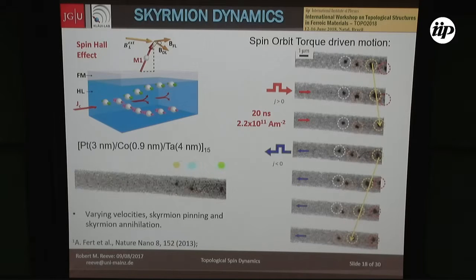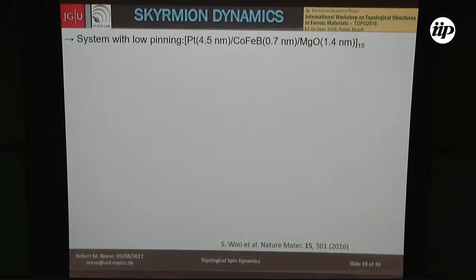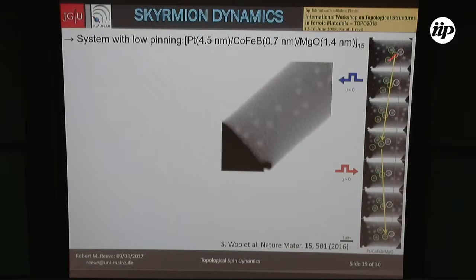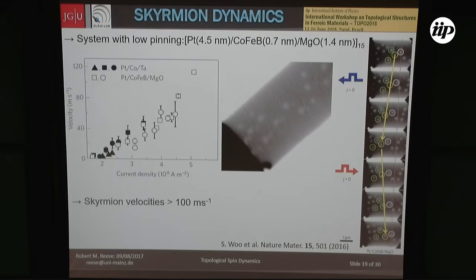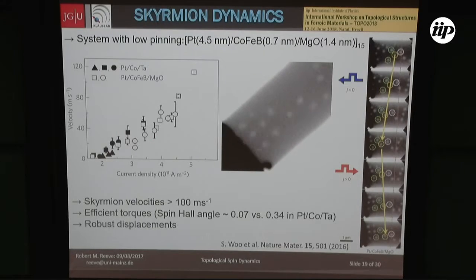So what we then did was move on to a different material stack, in this case based on cobalt iron boron, which is an amorphous material with low pinning. And here now you can see, again in this quasi-static imaging, that we're getting not perfect, but certainly much more robust back and forth motion of these skyrmions. And indeed, if you extract velocities from these systems, we're getting some very nice skyrmion velocities of greater than 100 meters per second. Furthermore, if you look at the strength of the torques in the system, we're finding that the torques are very efficiently moving those skyrmions through the nanowires.